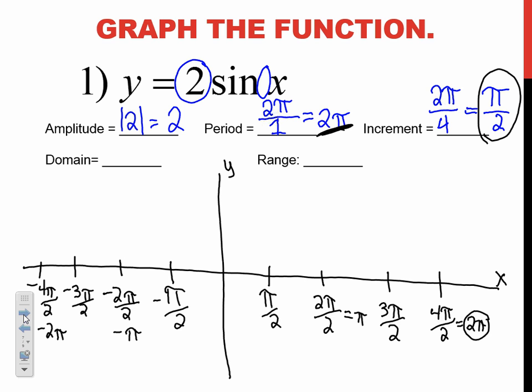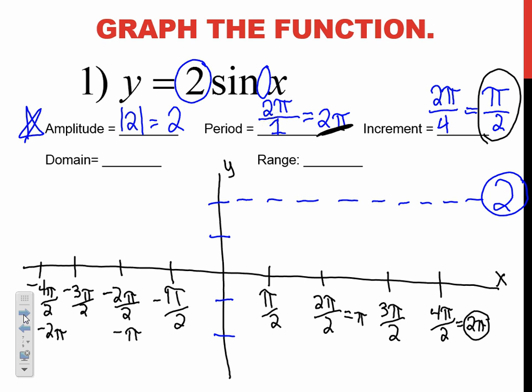Now, once we have our increments and our periods laid out, we're going to work with amplitude. This is where you need your colored pencil. Every time you do your amplitude, I want you to do it in the same color. Mine will always be done in blue. So from my center, I'm going to go up 2, and I'm going to go down 2. And I'm going to create a dotted line all the way across.